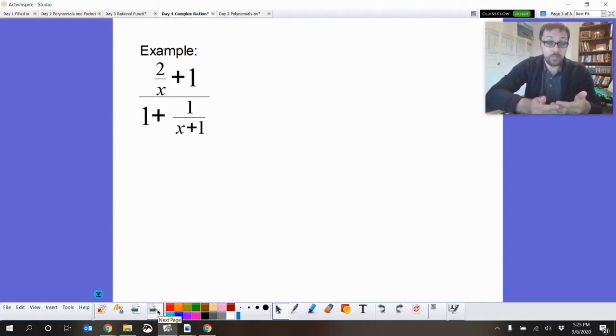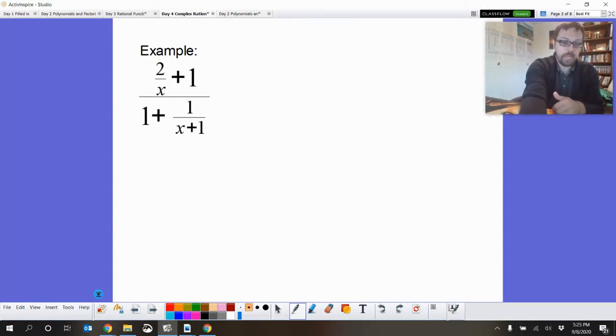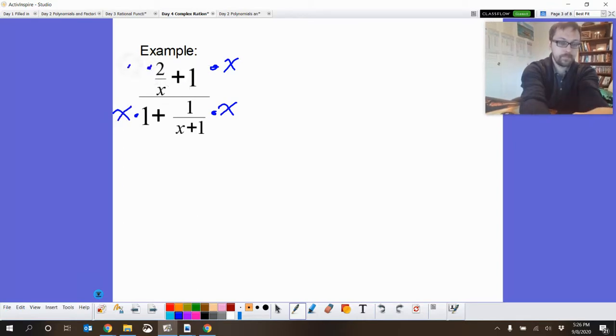So here's our first example. Just like in the one that we saw earlier, I need to multiply everybody by x in order to get rid of that divide by x. So times x on everybody. I'm just going to write that in. But that's not quite enough, because that's going to get rid of that denominator, but it is not going to get rid of this denominator. So I need to also multiply all of my terms by x plus 1.